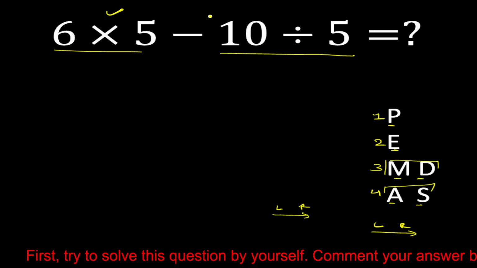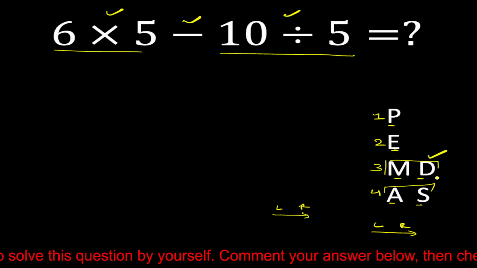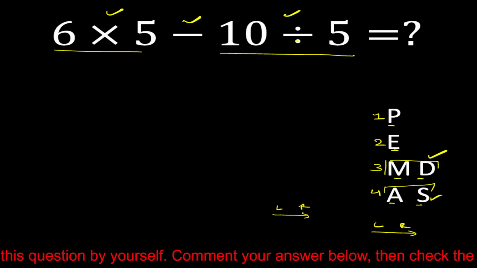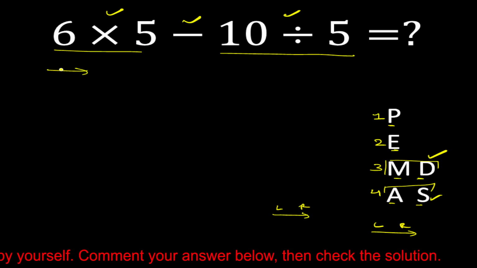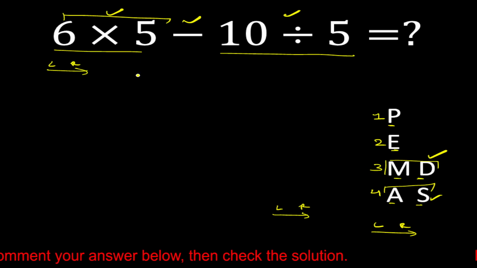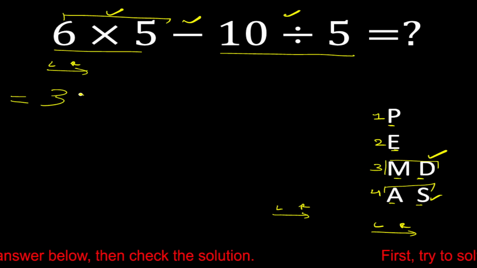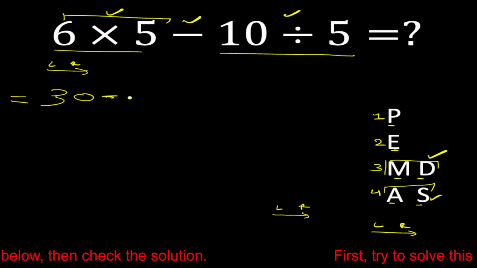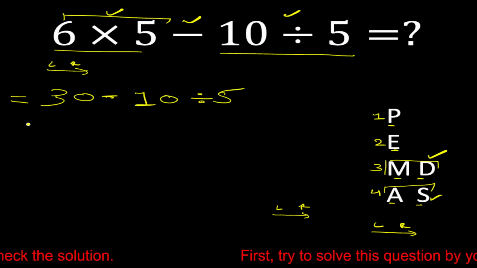In this question, there is one multiplication, one subtraction, and one division. So first priority is multiplication and division, then we have to solve subtraction. But multiplication and division both have equal priority, so we have to solve it from left to right. Okay, so first we have to solve this multiplication. It is equal to 6 multiply 5, 30, minus 10 divide 5.